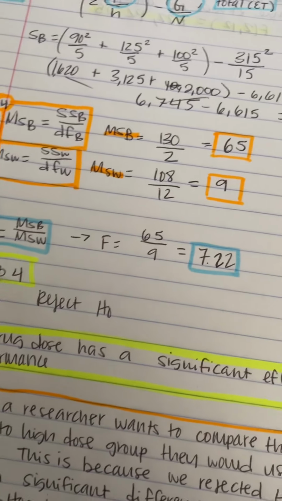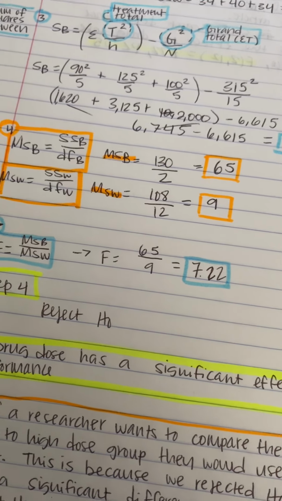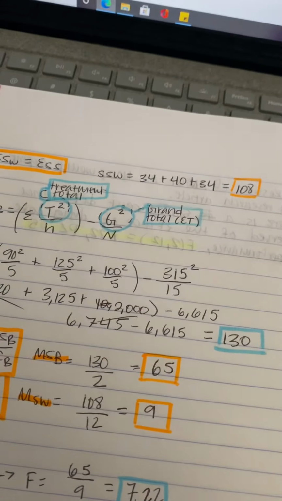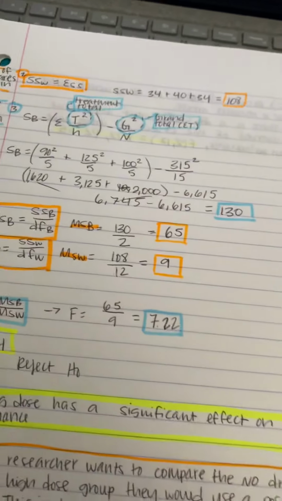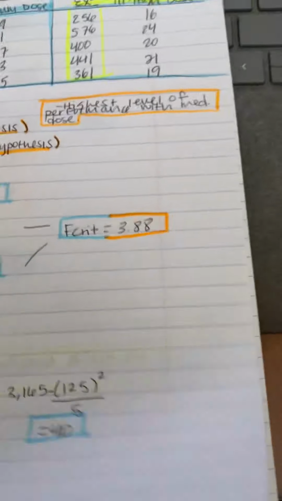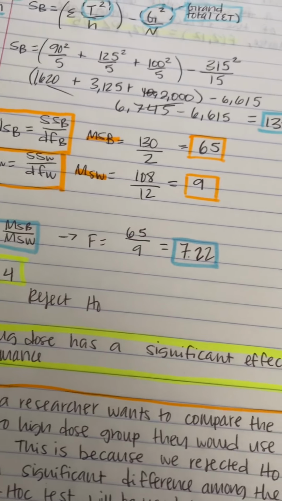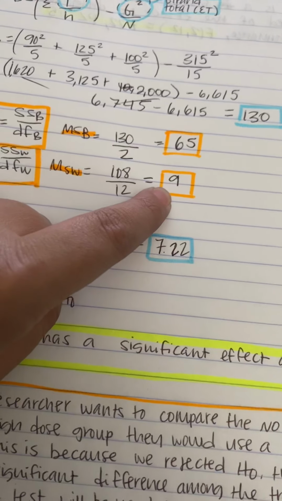MSW, same thing. It's SSW divided by DFW. So we have the SSW right here. The DFW is right here. So that is 12. So then we will just go ahead and divide that, and we get 9. So our answers here are 65 and 9.